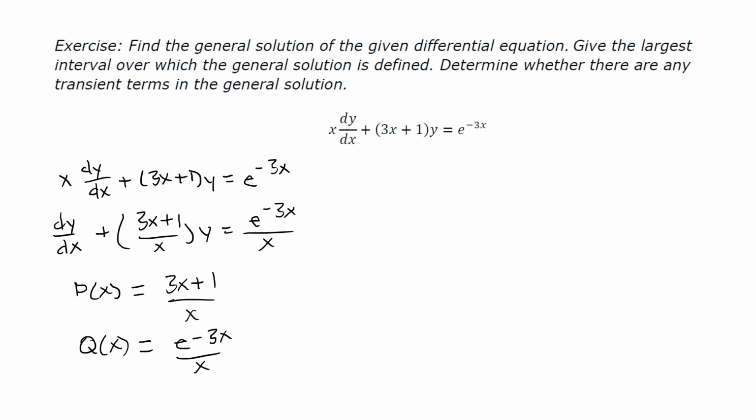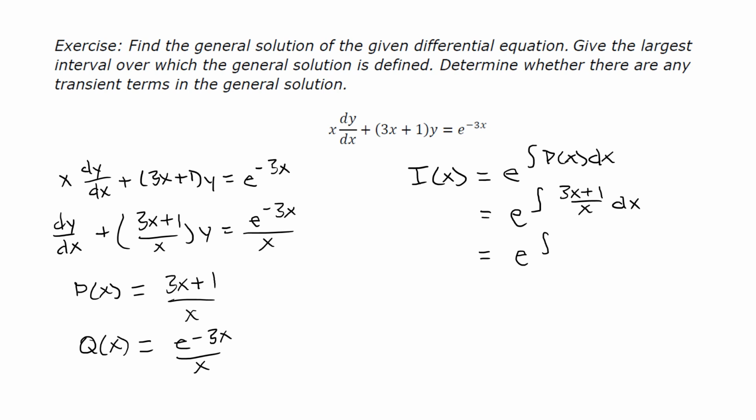Okay, so that is step 1. Now we can do step 2. So let's find our integrating factor, I of x, which will be from the formula e to the power integral of p of x dx. So we'll have e to the integral p of x, which is 3x plus 1 over x dx.